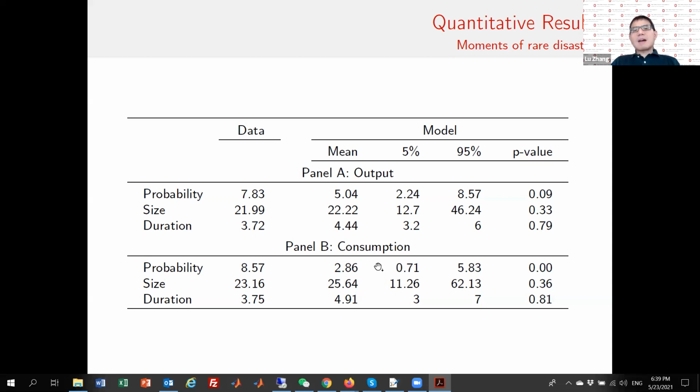I should mention our consumption disaster probability in the model is quite a bit lower than that in the data, and therefore it is significant. You see the p-value being 0. The p-value is the fraction of model moments being higher than that in the data, so it's one-sided.